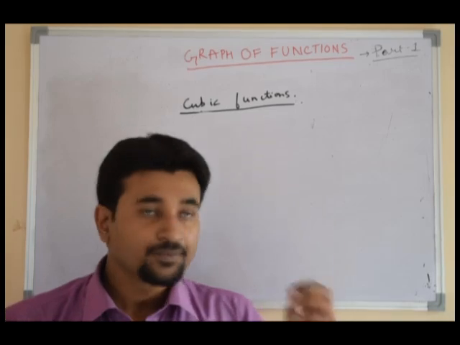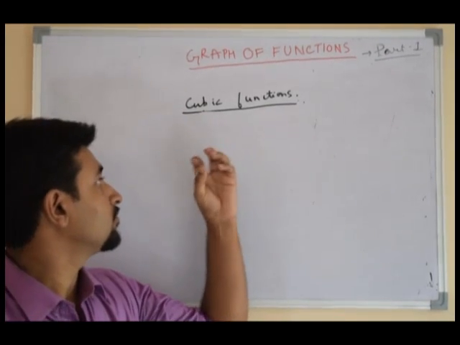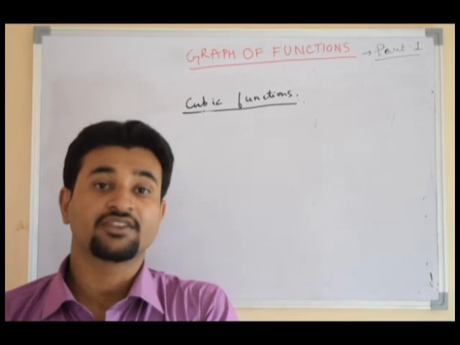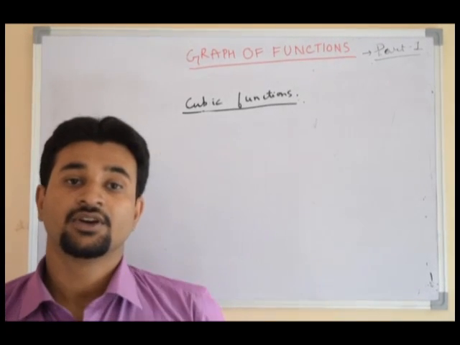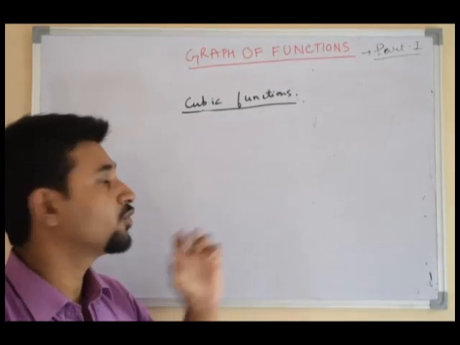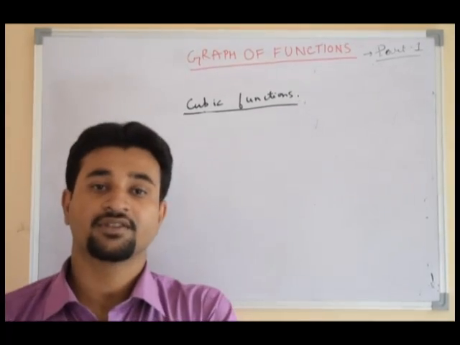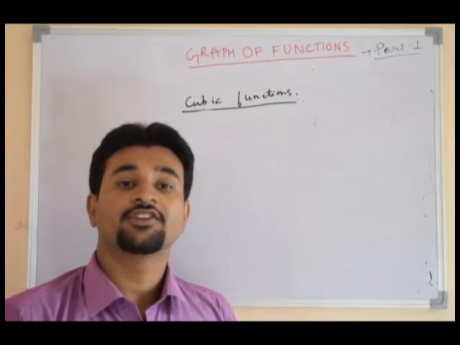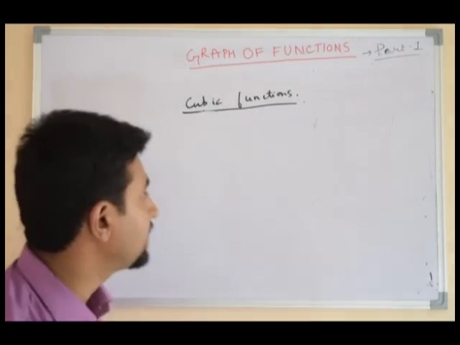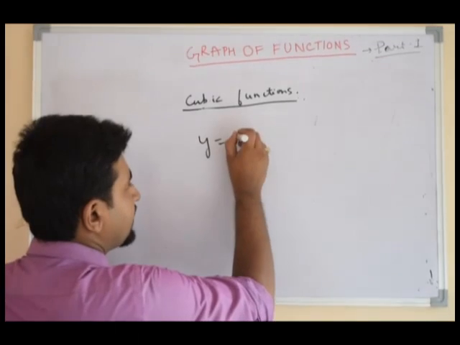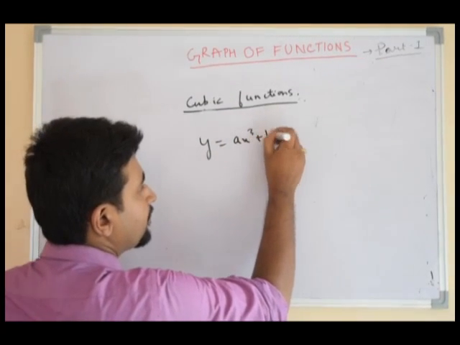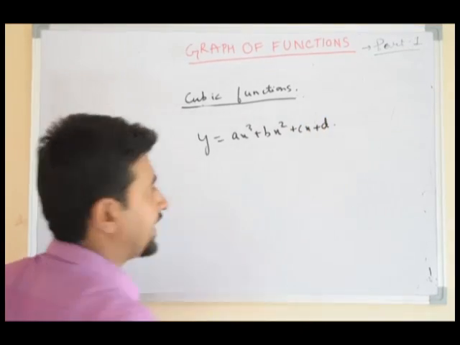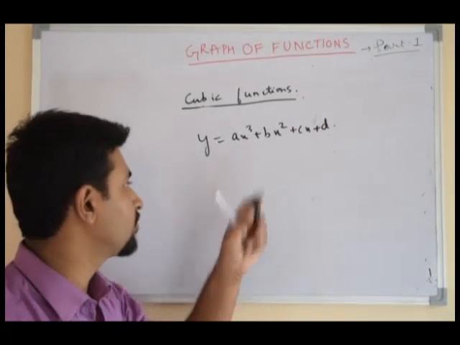point of view. Okay. So we will see just how to draw graph when a is greater than 0 or a is less than 0, where a is coefficient of x cube. Okay, so we will see simply how to plot the graph for basic curves. Okay, so suppose what is the equation of cubic function? It is simply y is equal to ax cube plus bx square plus cx plus d. Okay, so this is the equation of cubic function.